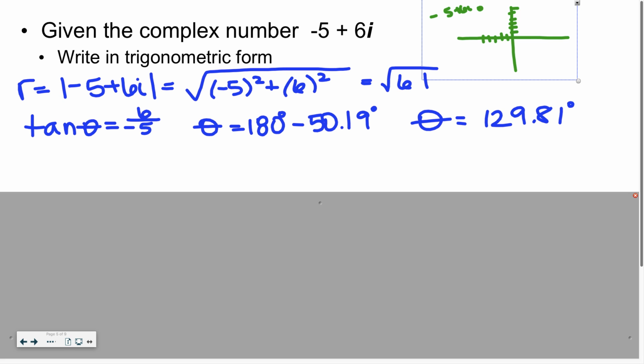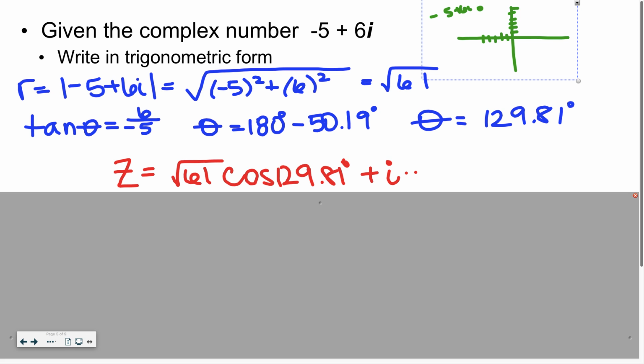So our trigonometric complex number becomes r cosine theta plus i times r sine theta.